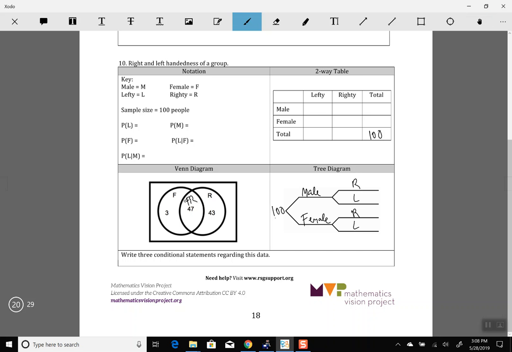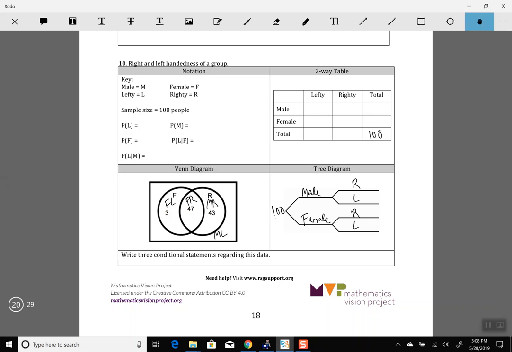If these are females who are righties, then this must be females who are lefties, because they're still females, but they're not right-handers. If these are all the right-handers, these are females who are right-handers, so this must be males who are right-handers. And the only thing left is males who are lefties.